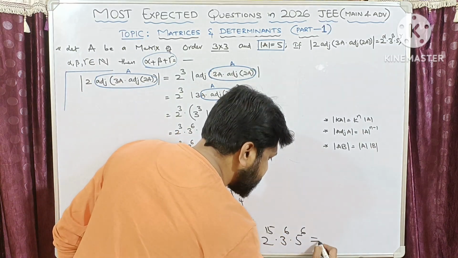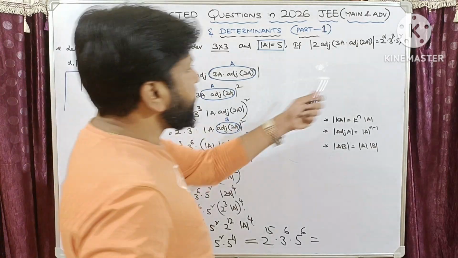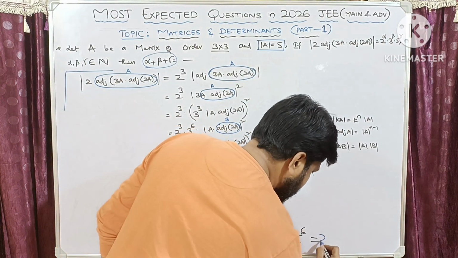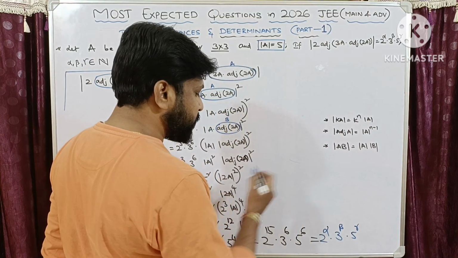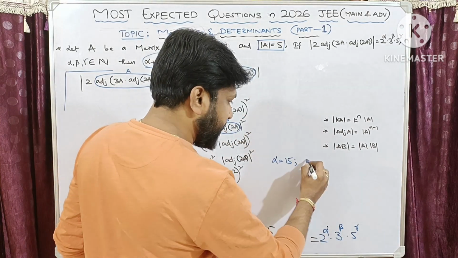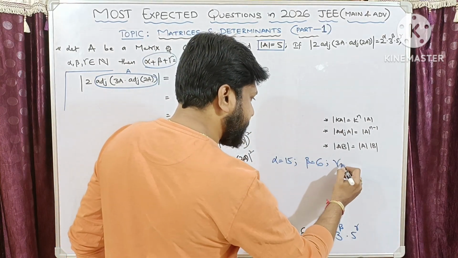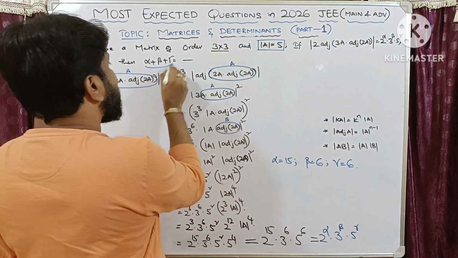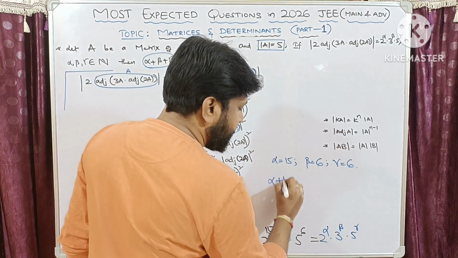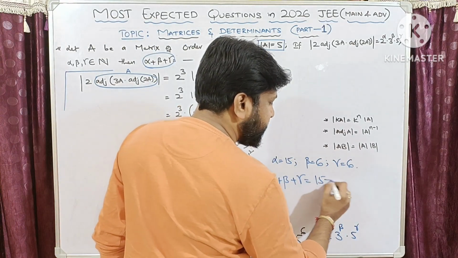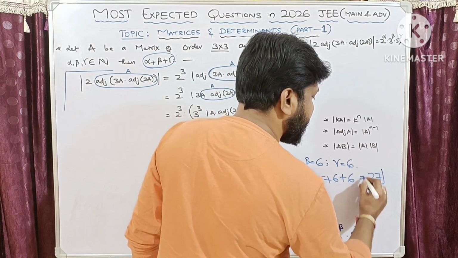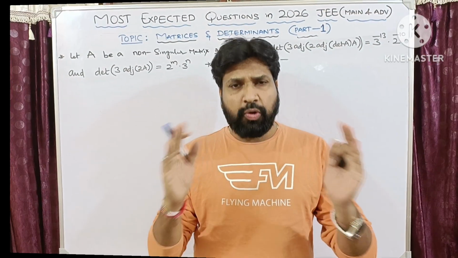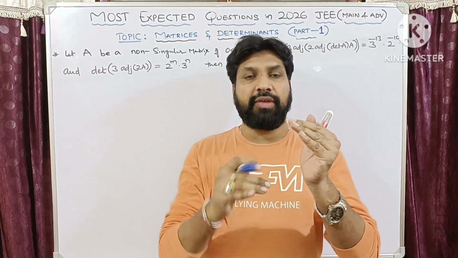This is 6. This result is given in the question as 2 power alpha, 3 power beta into 5 power gamma. If you compare these two values, you are getting alpha is equal to 15, beta is equal to 6 and gamma is also 6. Now the question is alpha plus beta plus gamma they are asking. So alpha plus beta plus gamma is equal to 15 plus 6 plus 6. 15 plus 12, this is nothing but 27. This is your answer. By using the same concept, the same formulas, we can solve more number of questions.